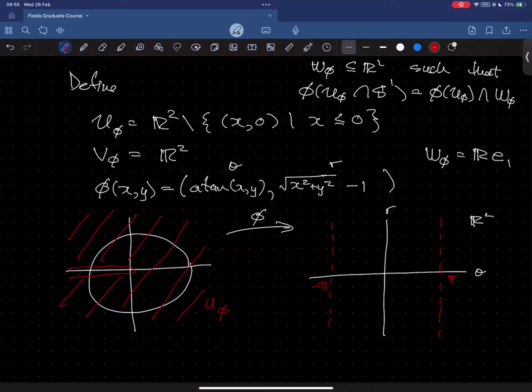All right, and what will the values of r be? Well, the usual r goes from 0 to infinity, so this r goes from -1 to infinity. So the range for r looks like this. The image of this thing under phi looks like that. Does that make sense?